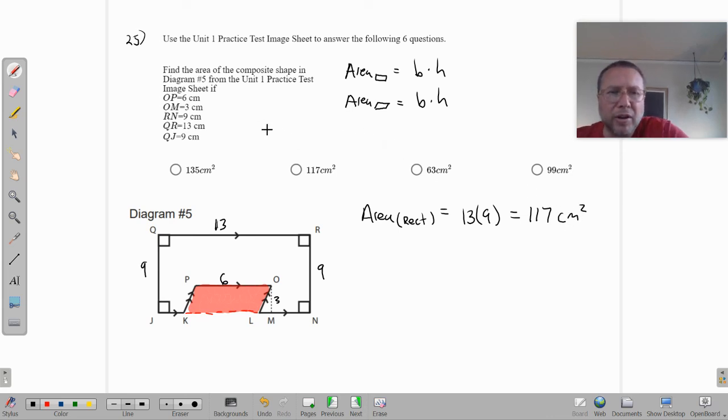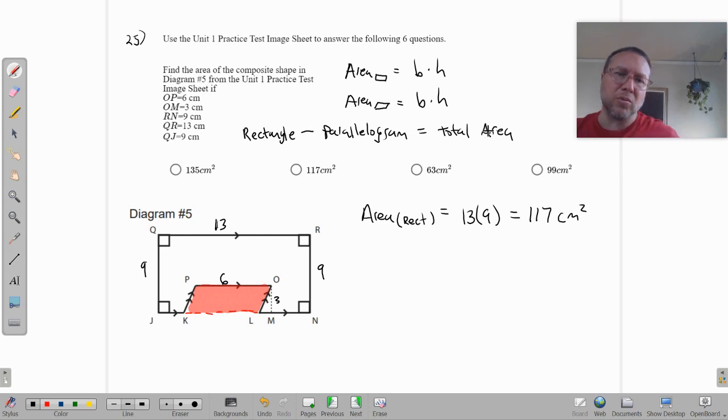And so here's my strategy. If I do the area of the rectangle minus the area of the parallelogram, then that would give me the total area. So that's a little bit different. Like the last one, we took the two shapes and added them together to get the total area. This one, we're taking the two shapes and subtracting to get the total area. So let me figure out the area of the parallelogram here.